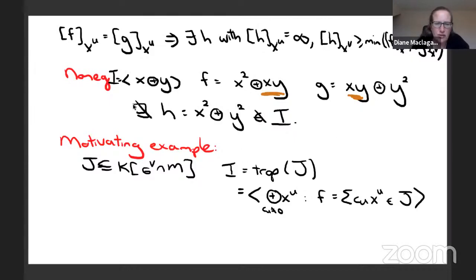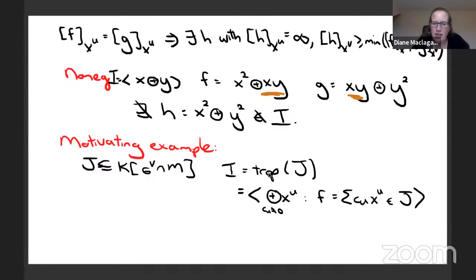So I guess it's actually a typo to have the non-example. It should just say h equals x squared plus y squared is not in the ideal. So this is the failure of, if I wanted a tropical ideal, I would have to put in this x squared plus y squared, and then actually I'd have to put in x cubed plus y cubed as well, and we get this whole infinitely generated ideal.